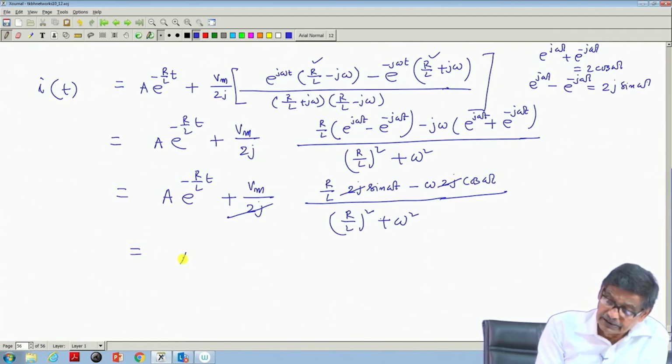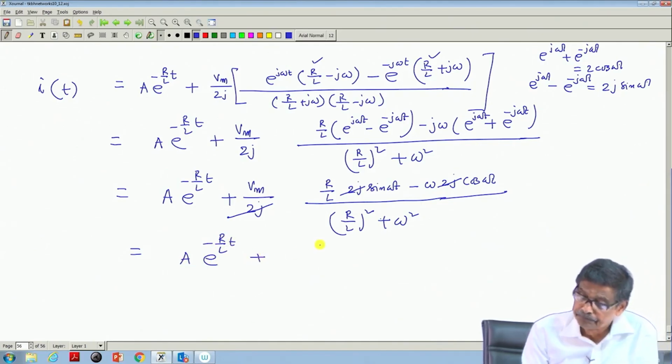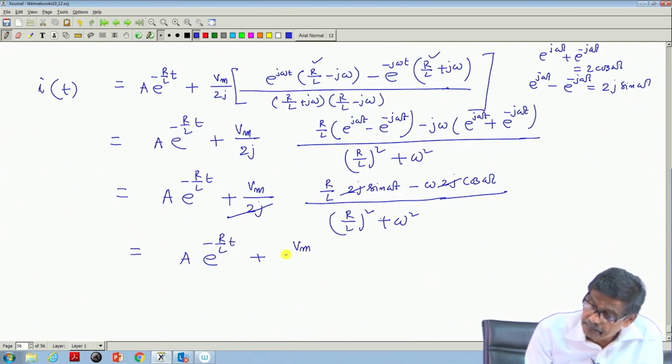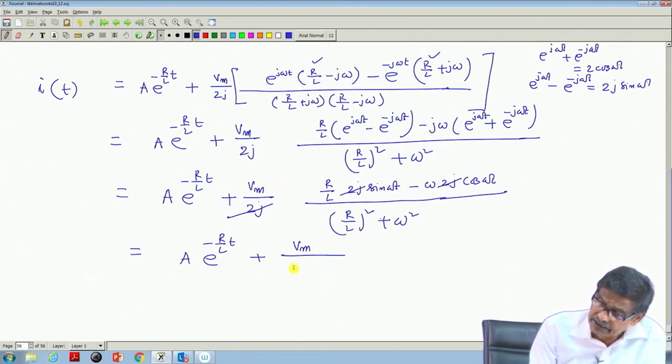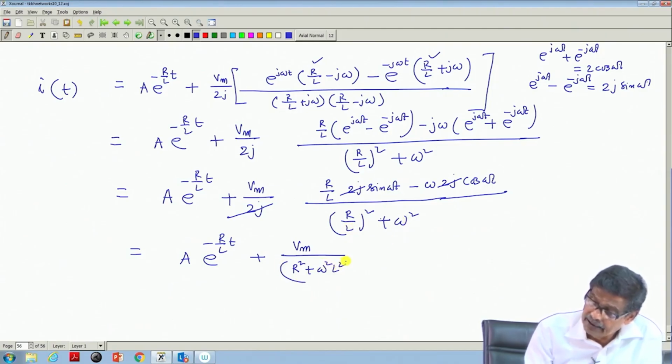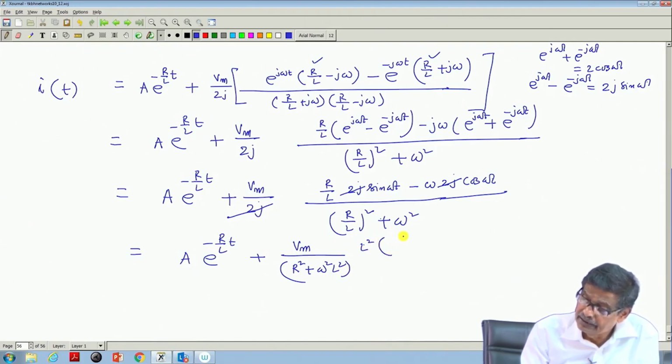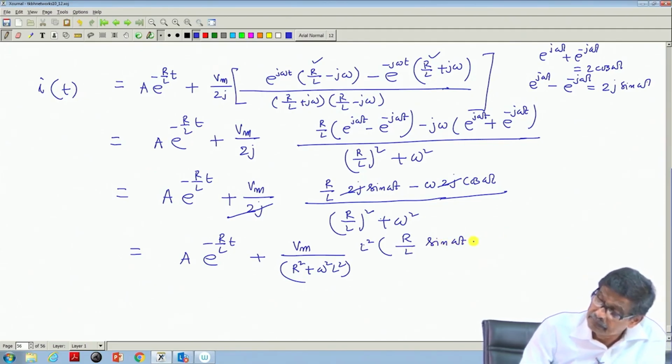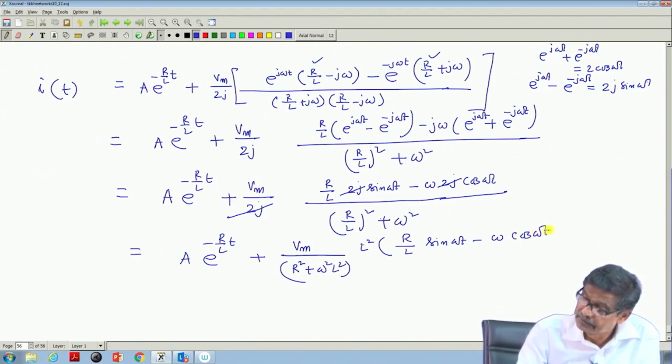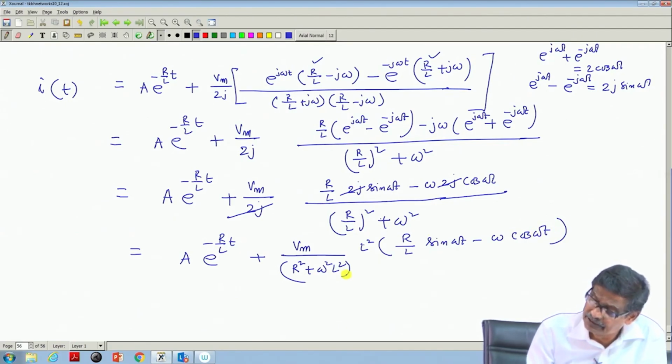and your solution is A into e to the power minus R by L t plus V m by, here this can be written as R square plus this denominator, this L square, and on the top there will be an L square coming in, and it will be equal to sin omega t, is it, minus omega cos omega t. Is that correct or something I missed? Hopefully, it is correct.